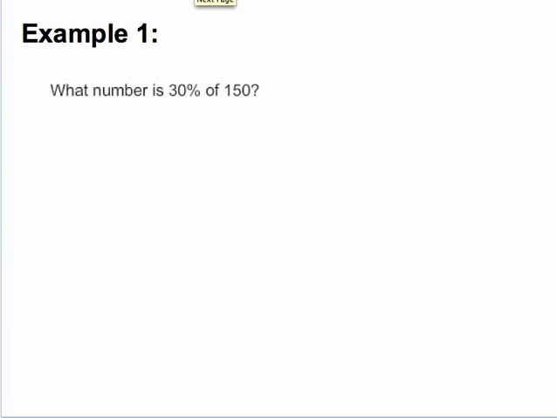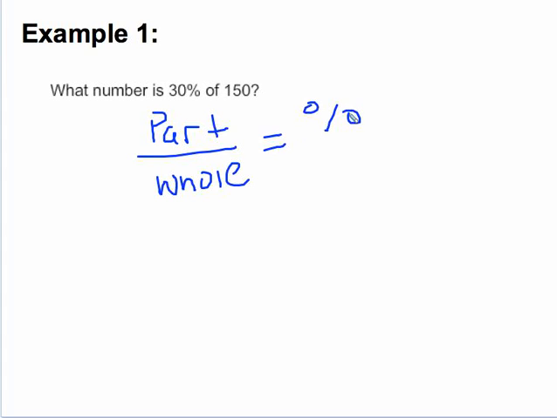Alright, so example 1. What number is 30% of 150? Since I'm looking for a number that is a percent of another number, I know I'm looking for the part. So again, my percent proportion is that the part out of the whole is equal to the percent out of 100.